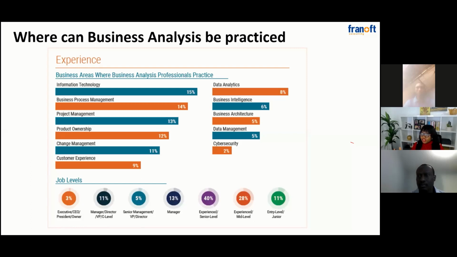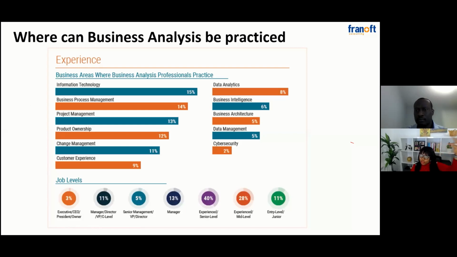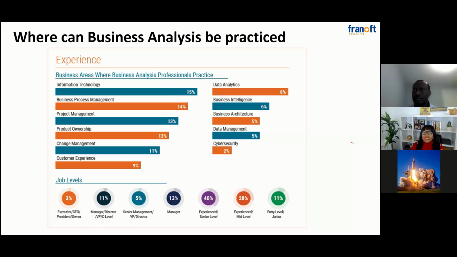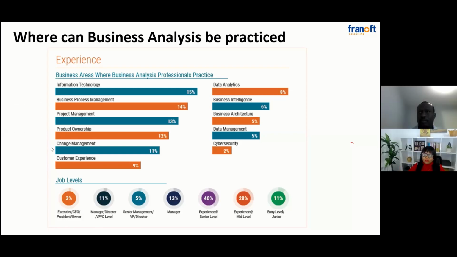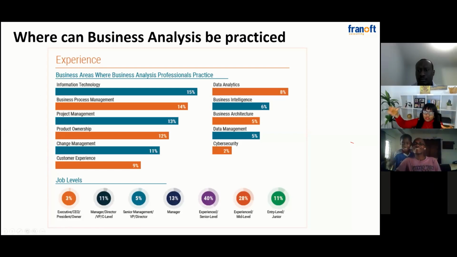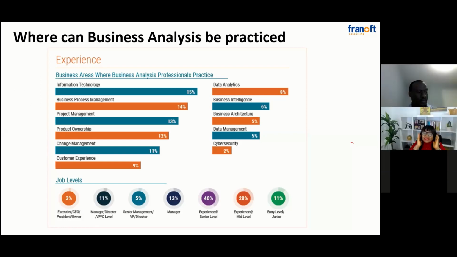Because whatever activity you are engaging in as an individual in an organization, if you're not paying attention to your stakeholders, your customers, at the end of the day, you won't create value. And that is even the reason why organizations engage BAs, because most times the BA is like the middleman between the business and the IT or the very technical people. So business analysis is a mindset.